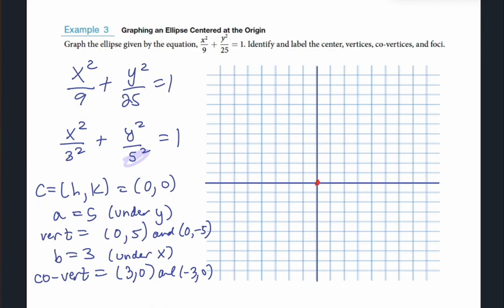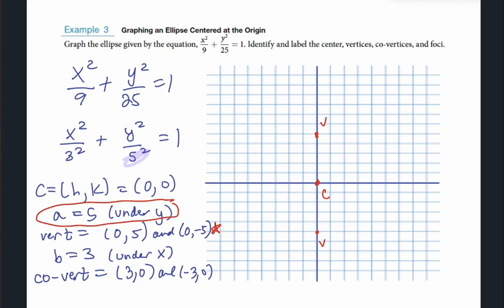So at 0, 0, put a little mark in the center, just like we did for our circle. But remember, for our circle, if we knew the radius, we counted that many left, that many right, that many up, that many down. Well, now we have to be a little more careful. This is how many we go in the y direction, because that number was underneath our y. So from that center value, count up 5 and count down 5. That should line up with those points right there. Label those as vertices.